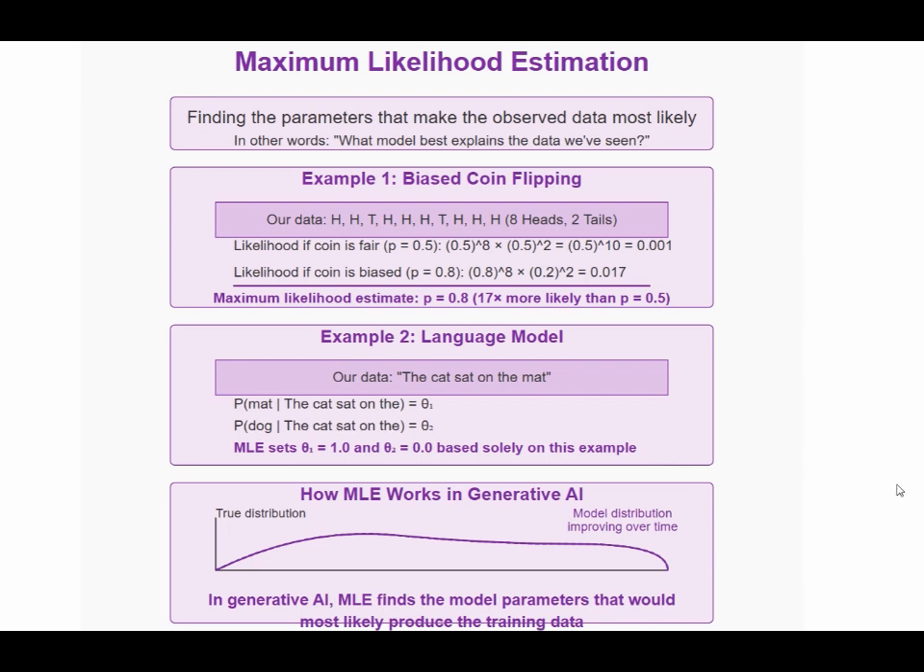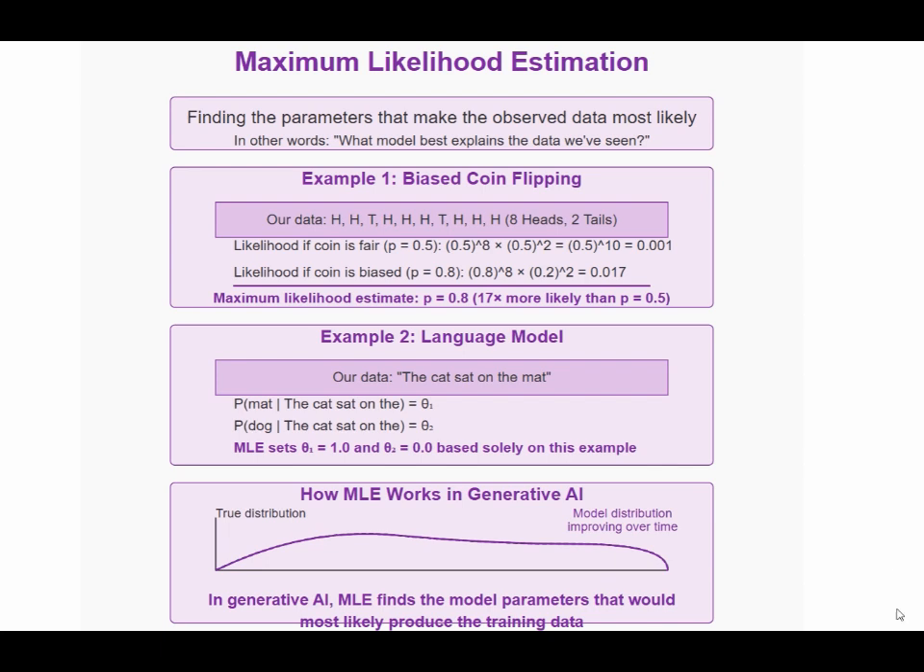But if the coin were biased with a probability of heads equal to 0.8, the likelihood becomes 0.8 raised to the power 8 multiplied by 0.2 raised to the power 2, which equals about 0.017, or 1.7%. The maximum likelihood estimate is therefore 0.8, as it makes our observed data 17 times more likely than assuming a fair coin. MLE simply picks the parameter value that maximizes the probability of seeing our actual data.